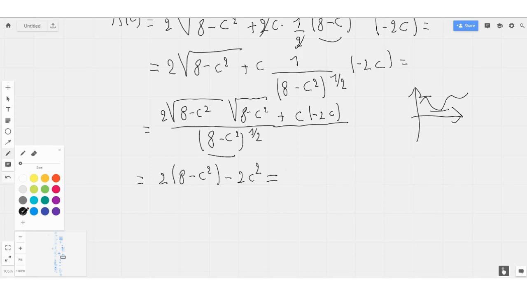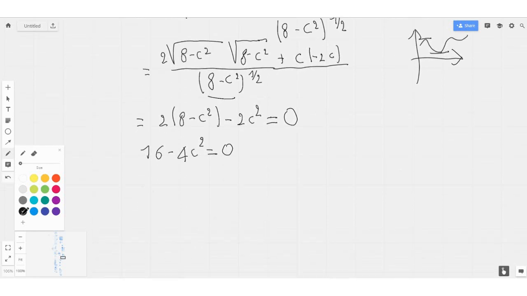Okay. So that means that 16 minus 2C squared minus 2C squared, so minus 4C squared, must be equal to 0. Then what can we do from here? We can say 4 times 4 minus C squared equal to 0, which gives us C squared. C will be equal to plus or minus 2. So we are dealing with length, so that means we only take the positive, so C will be 2.